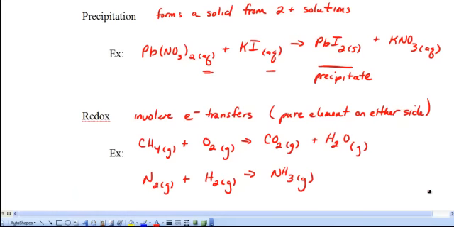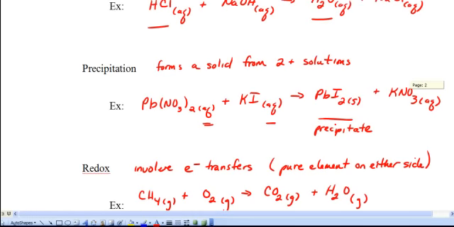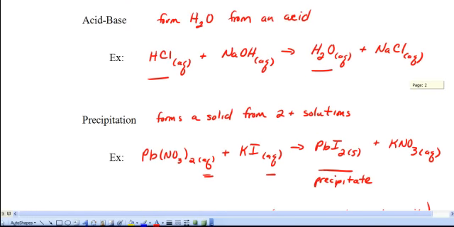We're back in 11.2 where we're talking about classifying reactions. In the last podcast we talked about classifying reactions using the terms combination, decomposition, single and double replacements, and combustion. We also then introduced you to a set of three reactions: acid-base, precipitation, and redox reactions, which are right here.